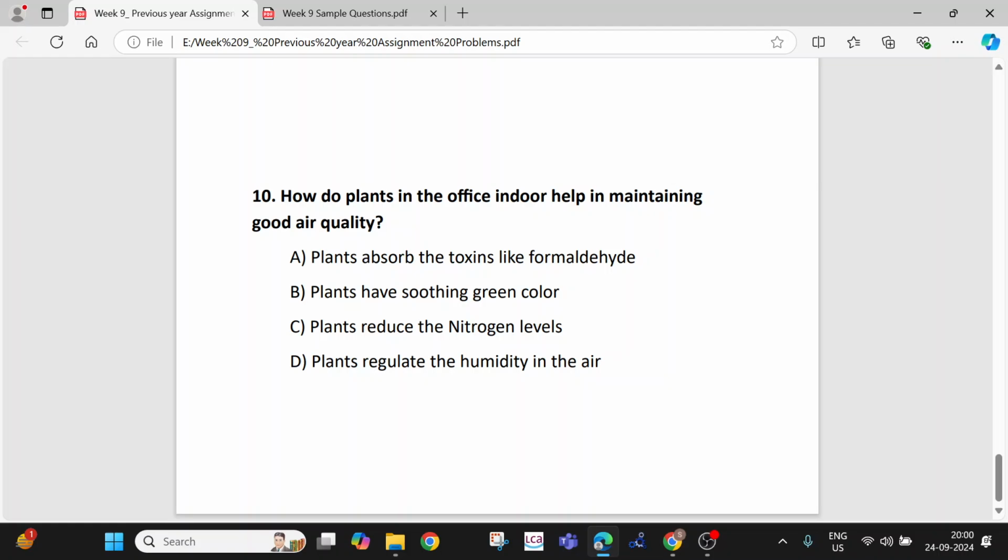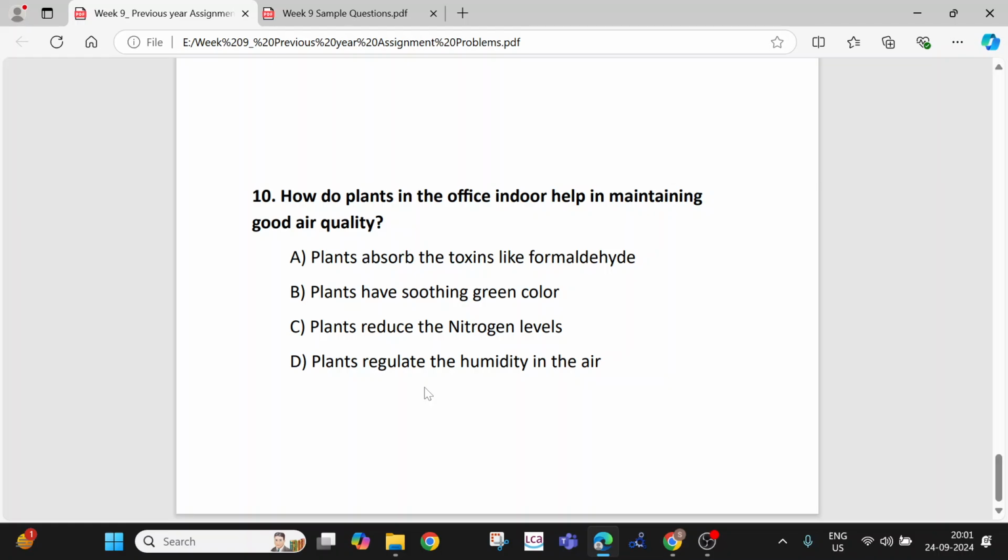How do indoor plants in the office help you? This was also discussed, so I hope you can answer it correctly now. Option A, sir. Absorbs toxins like formaldehyde. Yeah, option A is the right answer. These indoor plants can improve the air quality by absorbing harmful substances like formaldehyde, as I was saying, and some VOC compounds, and also reducing CO2 levels and contributing to a healthier working environment.